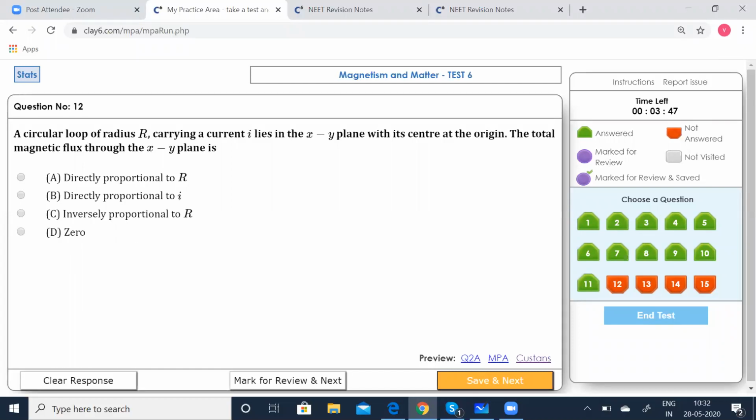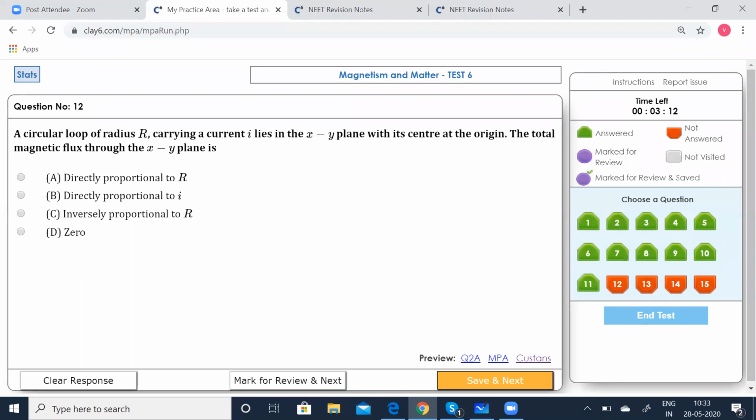A circular loop of radius r carrying current I lies in the xy plane with its center at the origin. The total magnetic flux through the xy plane is what? Now, look at the question carefully. A circular loop of radius r carrying a current I lies in the xy plane, so that loop is lying in the xy plane with the center at the origin. So the total magnetic flux through the xy plane is what?